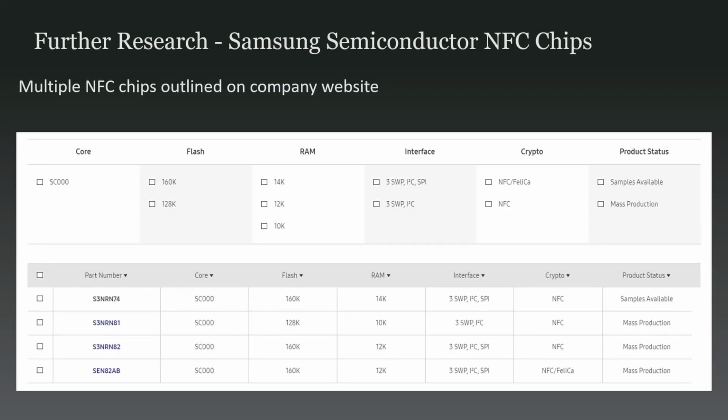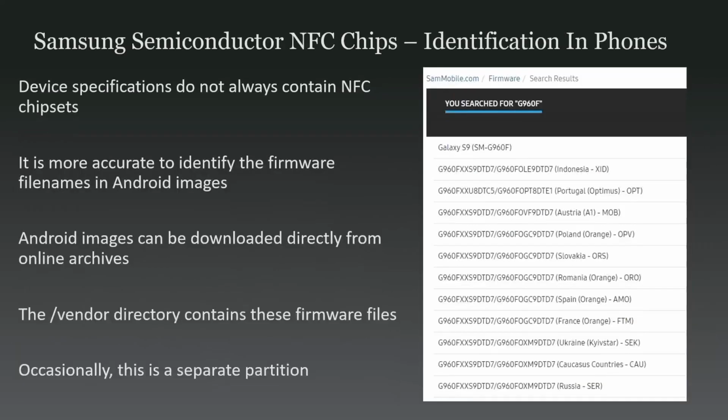I decided to look at other NFC chips that Samsung had used, or developed rather, and found that there were 4 that were in modern use: the S3NRN74, S3NRN81, S3NRN82, and SEN82AB. I wanted to find these chipsets in different Samsung phones to see which one I should purchase in order to continue this research. Now, because teardowns aren't always available, especially for non-US devices, it wouldn't be a simple task of just Google searching for these version numbers and phone types.